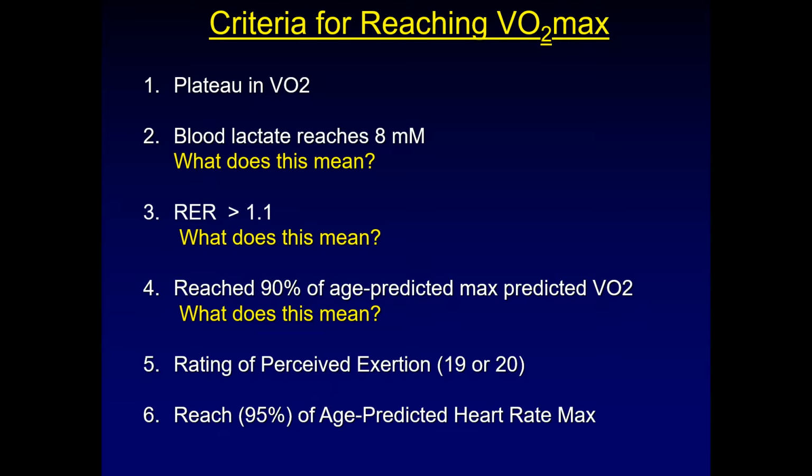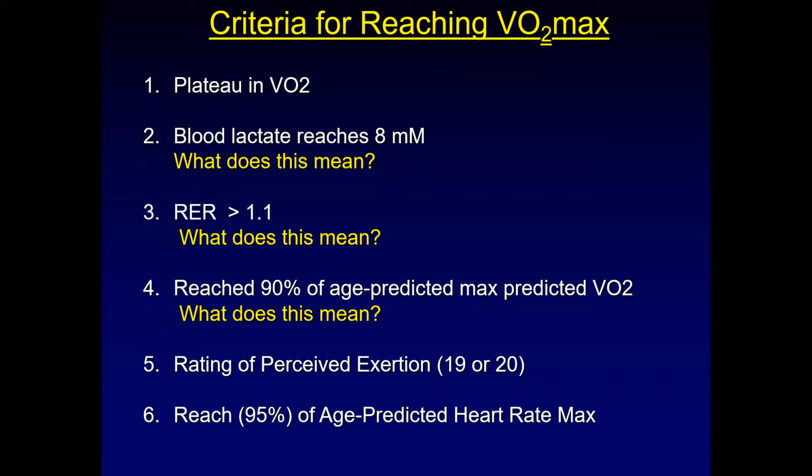All this denotes, along with an RER greater than 1.1, is that you really taxed anaerobic metabolism, which is going to give us a really good sense that you probably will be very close to maxing out the system. So 8 millimoles, where they got that number, I don't really know. Why is it not 10? Why is it not 12? Why is it not 4? There's some reason, but 8 is kind of the criteria level.